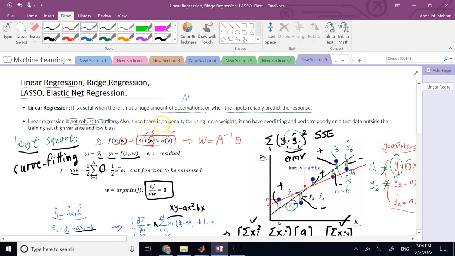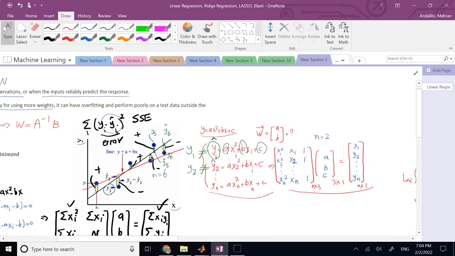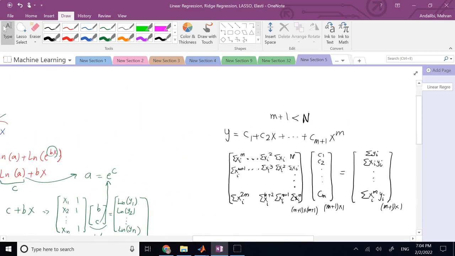The other problem is the way that they are set, there is no penalty for using more weights. So the big question that we have is, what is this m? We said this m should be less than n, but how far? If I have a bunch of data points, what is the order of the polynomial that I want to pass? When is it that I decide something is good?